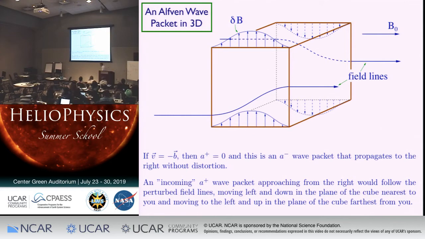How about in 3D? Let's now consider the same picture we had on the last page. That's this line here. That field line represents the field line in the front face of that cube, where delta B is pointing up. In the back face of that cube, delta B is pointing down. So the field lines there come from the left, then they glance downward, and then they go out to the right. The field lines are horizontal outside of the wave packet, because everywhere else there's no delta B. And again, if v is minus B, this whole cube is going to propagate to the right without distortion.